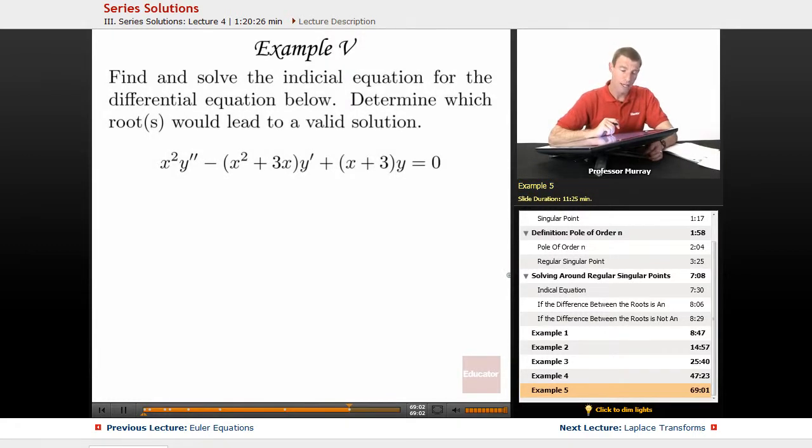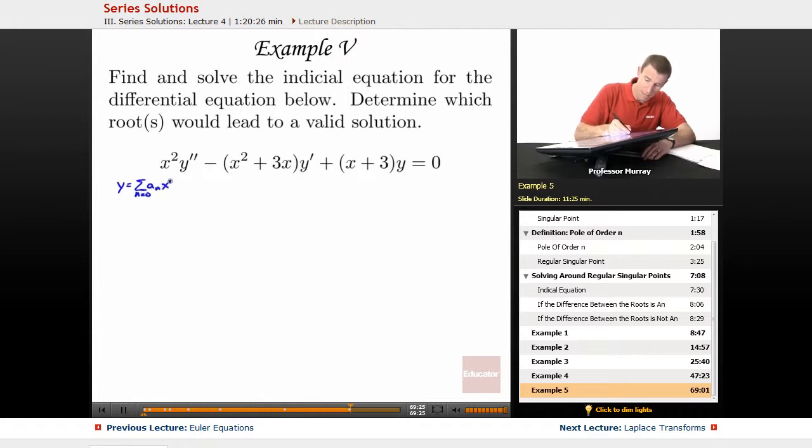Example 5, we have to find and solve the indicial equation for another differential equation and see what the roots are and determine which roots would lead to a valid solution. So let's go ahead and see how that one works out. Again, we start with the same exact guess as before. That's y is equal to the sum from n equals 0, an x to the n.